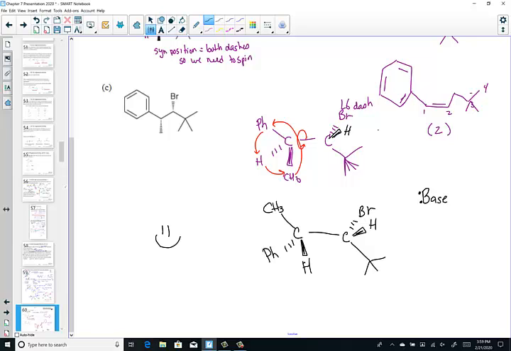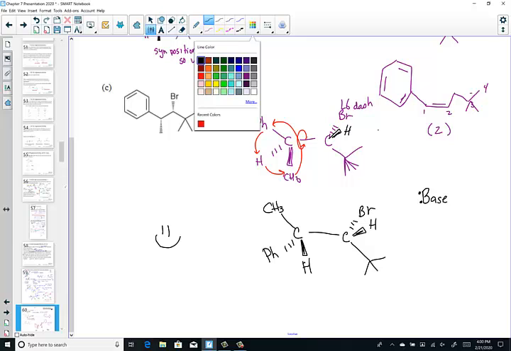So now up here would be the methyl group on the same line. The dash has turned into the phenyl, and the wedge is now our hydrogen. And we've accomplished the stereochemistry we need, where the bromine is the dash, the hydrogen is the wedge.